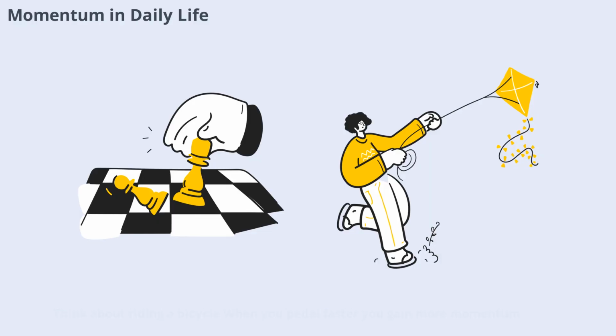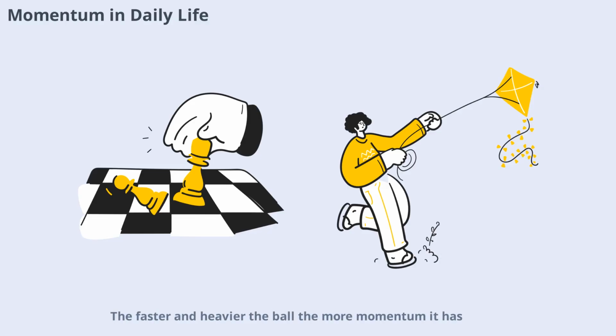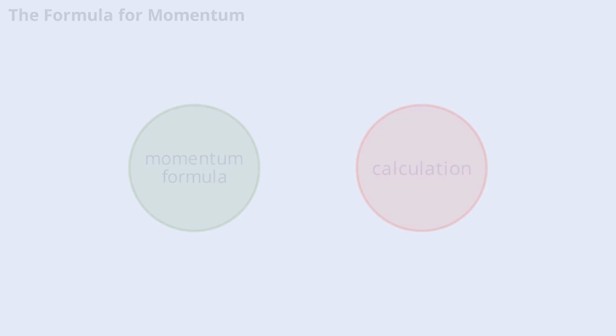Think about riding a bicycle. When you pedal faster, you gain more momentum, making it harder to stop suddenly. Or picture a soccer ball being kicked across a field. The faster and heavier the ball, the more momentum it has. Even in sports like bowling, the heavy ball's momentum helps it knock down pins. These examples show how momentum affects our actions and the world around us, making it a fundamental part of our daily experiences. Now let's get a bit technical.